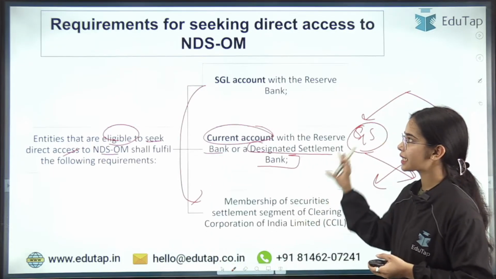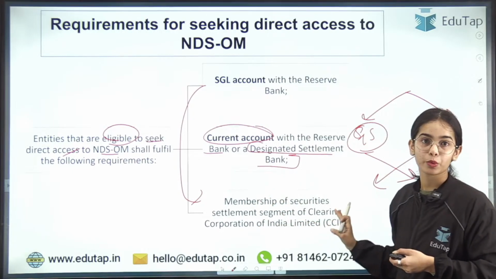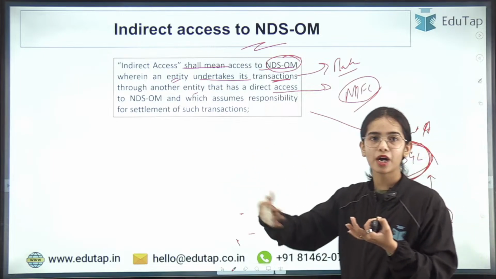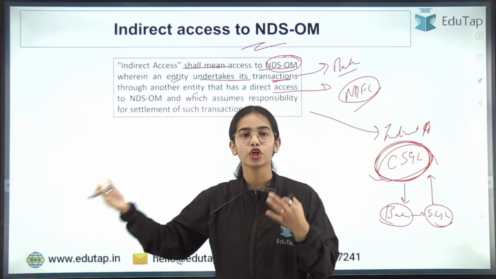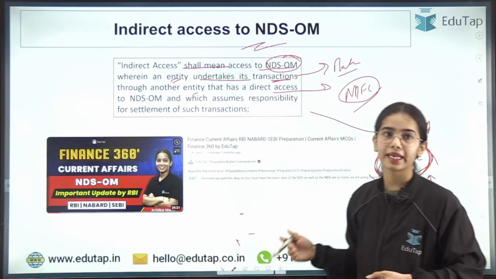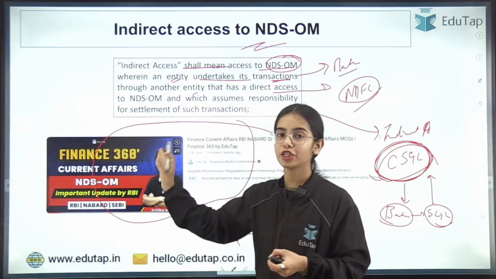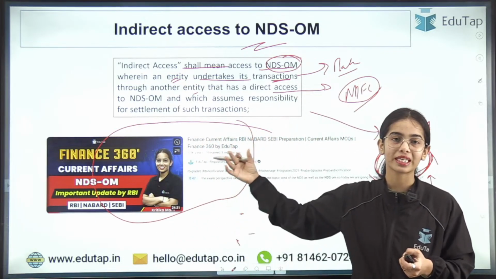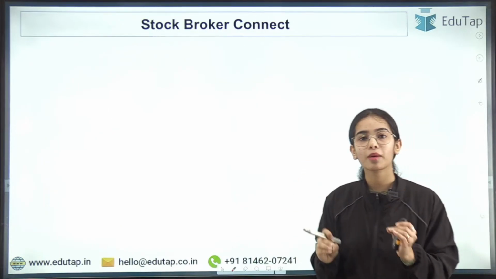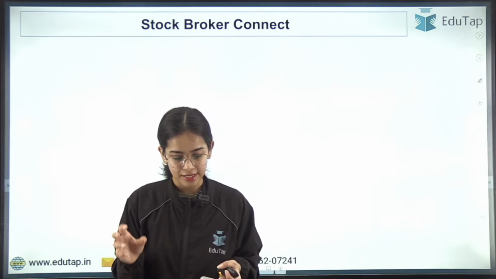So for direct access, you require an SGL account, a current account, and the membership. But for indirect access, you just need to connect with a bank, NBFC or any such entity. If you want to know more about direct or indirect access, we have discussed all of this in the previous session, where you can read or listen to everything in detail. Here I have provided a brief understanding. Now coming to the main point, that is stockbroker connect. Any confusion anyone has till now?